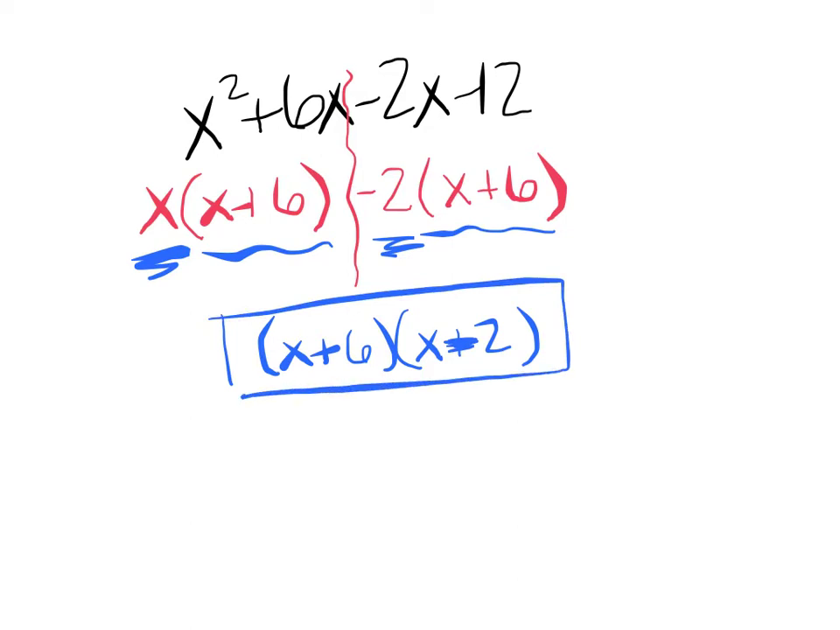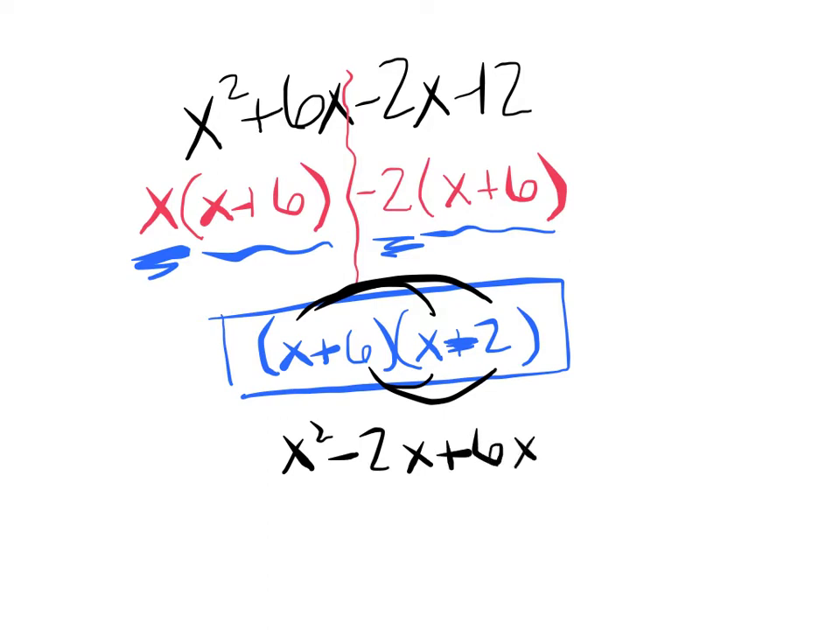Again, if you wanted to check this, you could use double distribution and go backwards. See if you arrive at the same thing. X squared minus 2x plus 6x minus 12. Yep, it's okay that those two are switched around because their signs are still the same. So these weren't too bad because they were already set up in things that I could group.